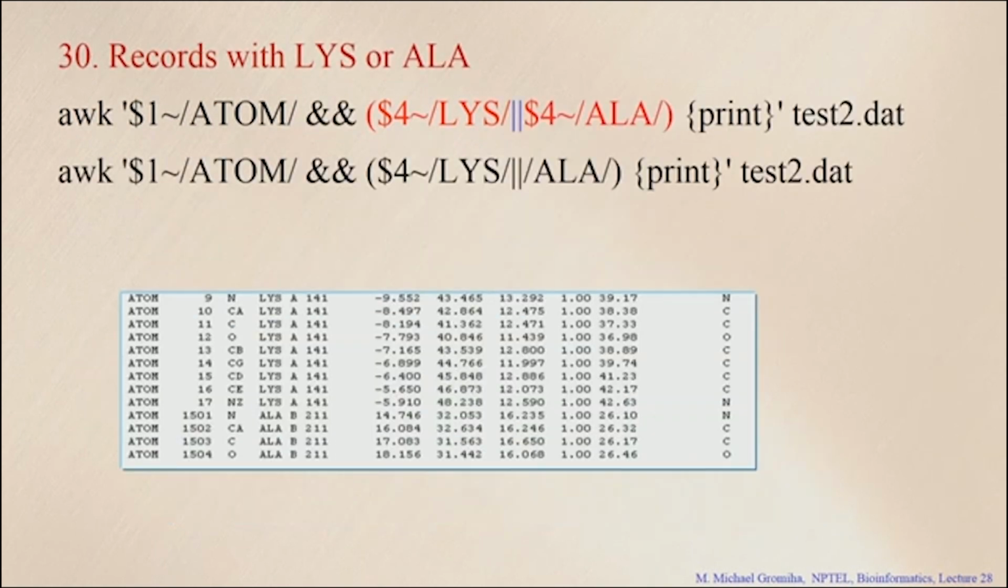Now, it is also possible to give either or. We can see the records with either lysine or with alanine. So, here we give the information $1 is atom, because we need the atom records, and $4 is the one where we give the residue name. So, there it should be lysine, or $4 is alanine, then you print. So, then we can see records with the alanine or with lysine.